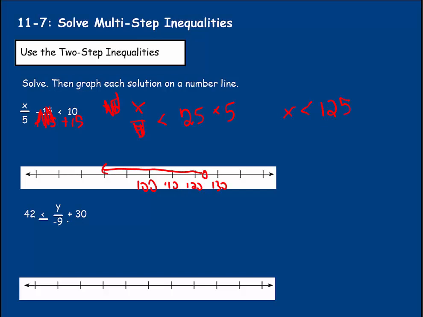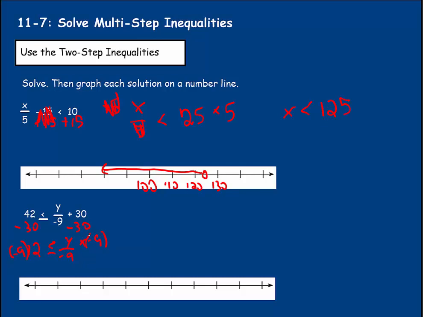Now let's solve this one. We have 42 is less than or equal to y divided by negative 9 plus 30. So we would subtract 30 from both sides to get the y over negative 9 by itself. So that gives us positive 12 is less than or equal to y divided by negative 9. So to get y by itself, we'd have to multiply times negative 9 to cancel out that division. So we're multiplying both sides by negative 9.